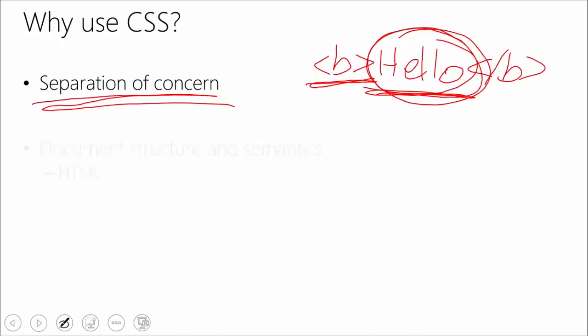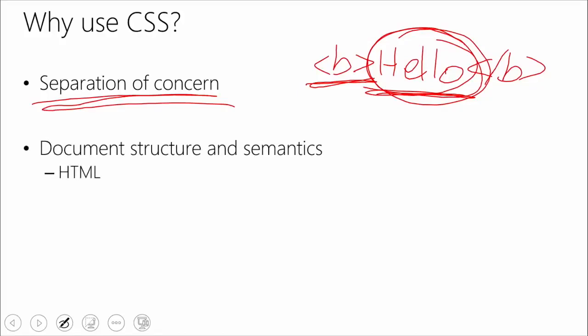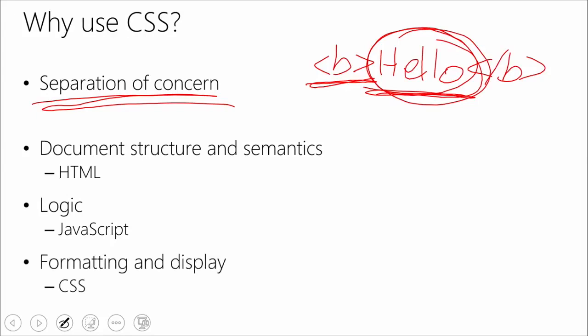So rather than just simply saying, hey, we want this to be bold, let's let HTML put together the structure of the document. Let's let HTML tell us this is what the head is. This is what the article is. This is what the section is. This is where our navigation is. Let HTML do things like that. And then let's let something else handle the logic. That's of course going to be JavaScript. And let's let something else handle the formatting and display. And that's where CSS is going to come into play. That nice, clean separation of concern.